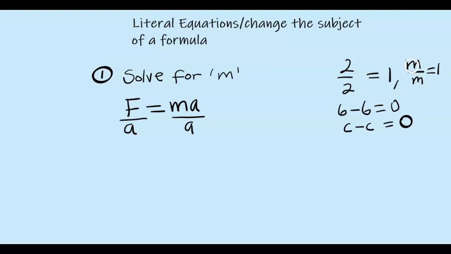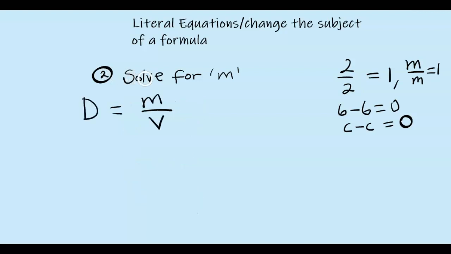As we have already said, anything divided by itself is 1. So a divided by a will go away. So we have f over a equals m, which we can write as m is equal to f over a. We are done.